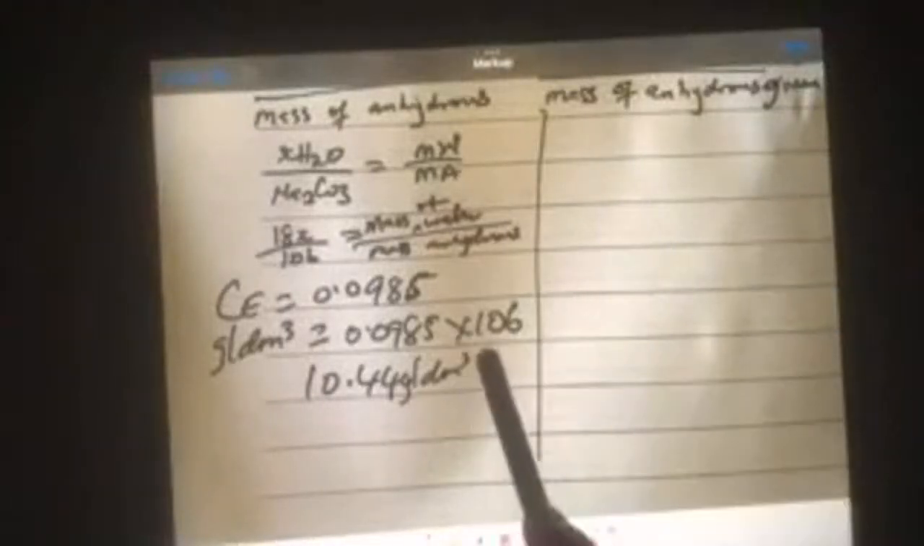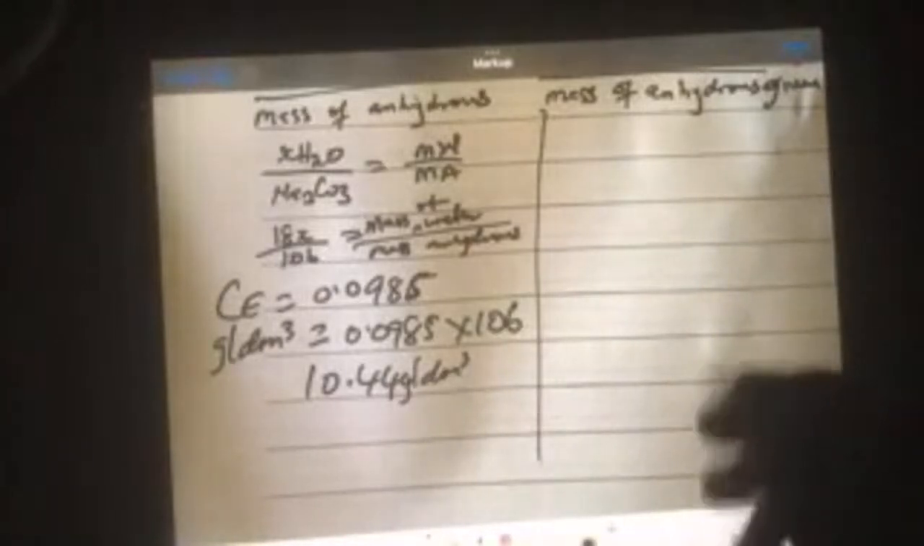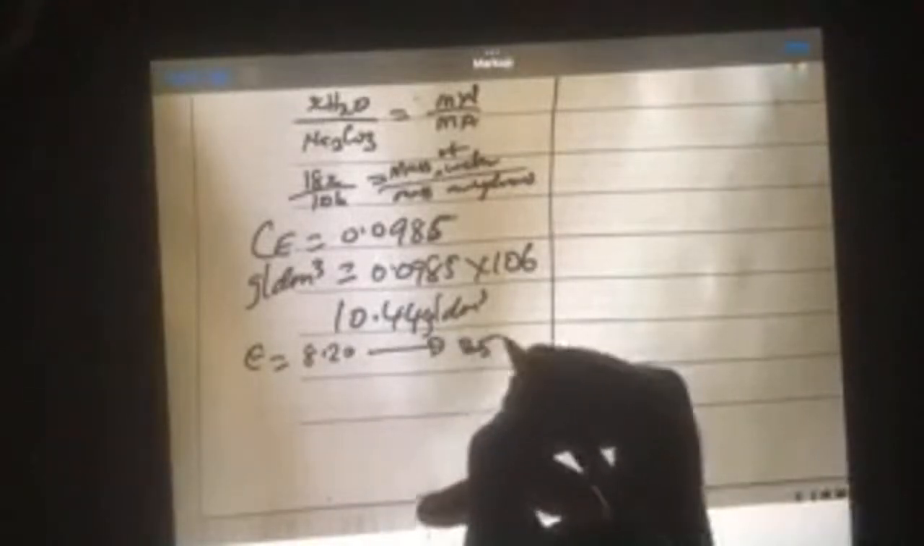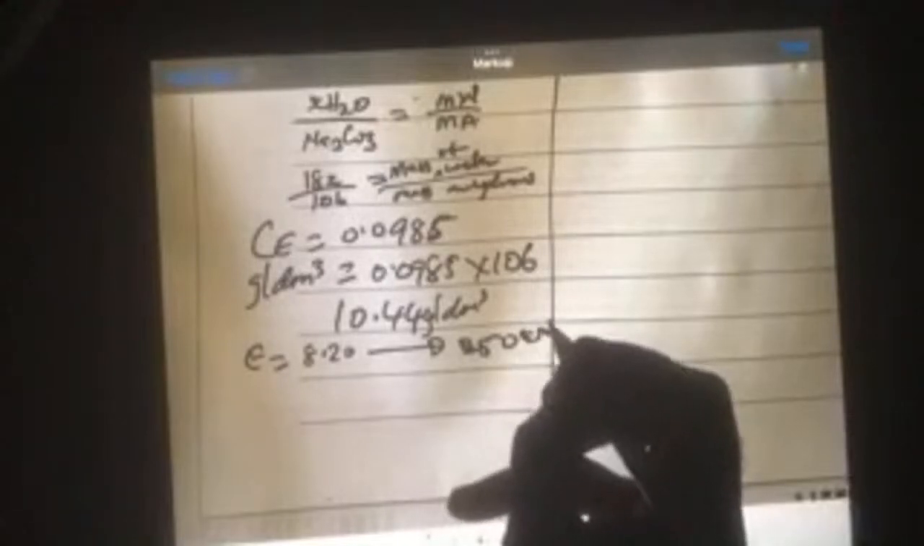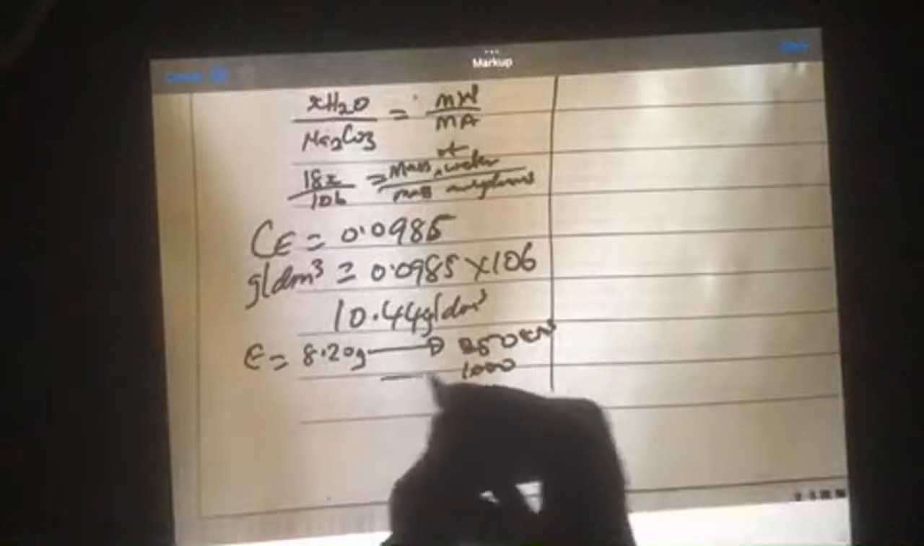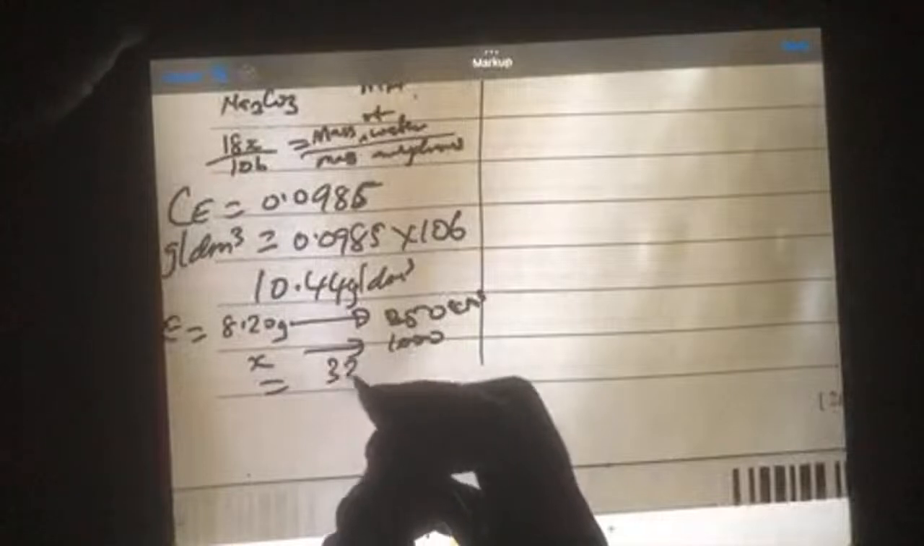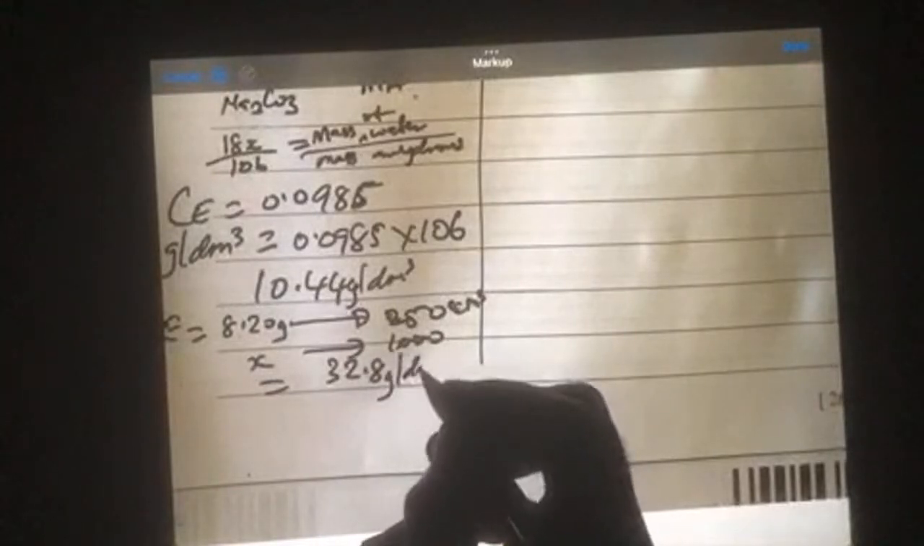But as we move on, I think I am in order so far. We have to now say that the mass of anhydrous is 10.44 grams. Now you go back to the question about E. They told us E contains 8.20 gram in 250 cm cube. Therefore, we want to find out the amount that will be in 1000. So 1000 will contain X. It should be 8.2 times 4 to save time. 8.2 times 4 is 32.8. So 32.8 grams per dm cube is the mass of hydrated.